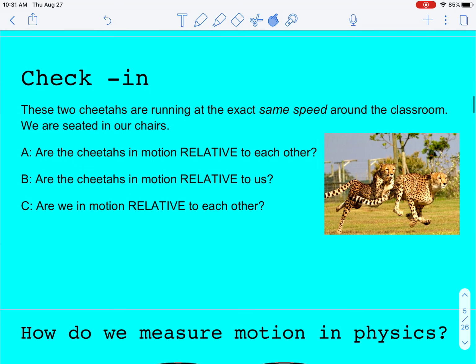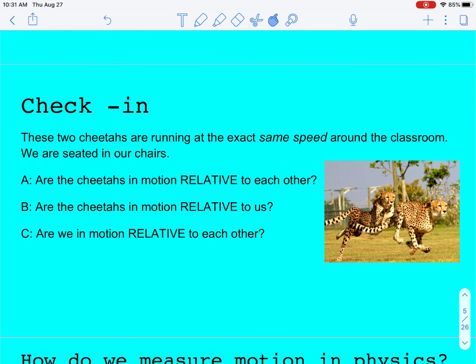So let's just think about that with a little bit of a check-in here. So let's say that we are sitting, everyone together in the classroom. Okay, then there are these two cheetahs all running around us at the exact same speed. Let's say they're running at 50 miles an hour around the classroom. We're seated. Are the cheetahs in motion relative to each other?